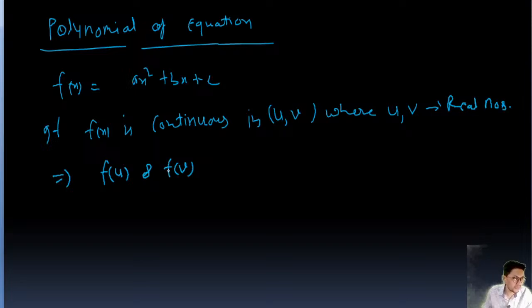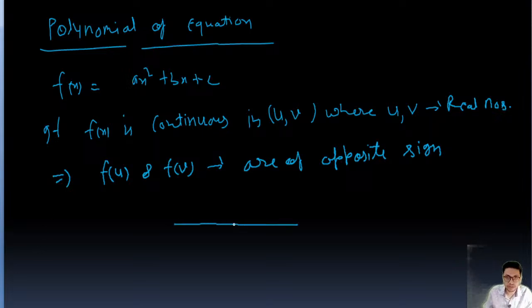In that case, f(u) and f(v) will be of opposite sign. For example, like this, 2.1 and 1.5. This number 1.5 is between 1 and 2.